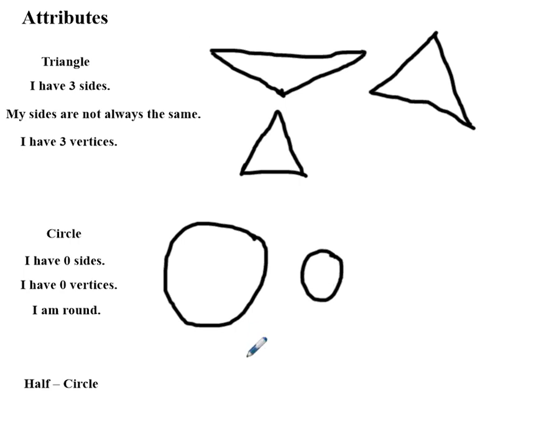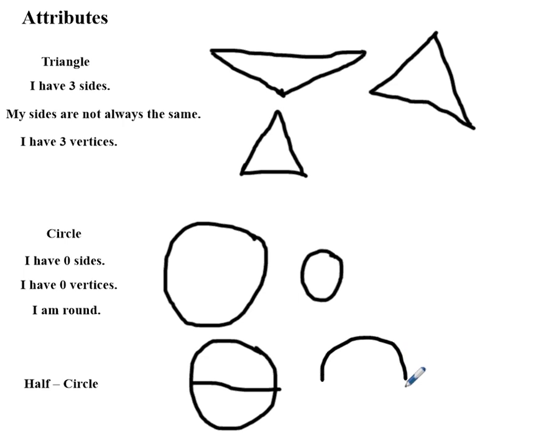And so I want to talk to you about something else, another shape called a half circle. So if I have a circle, and it is half, what would that shape look like? Let's see if we can just draw a half of a circle. That's a half of a circle.